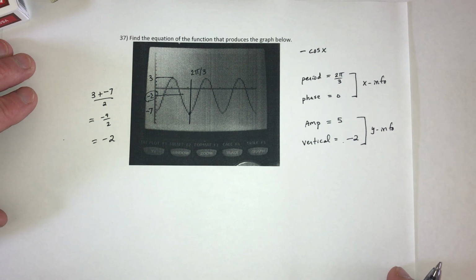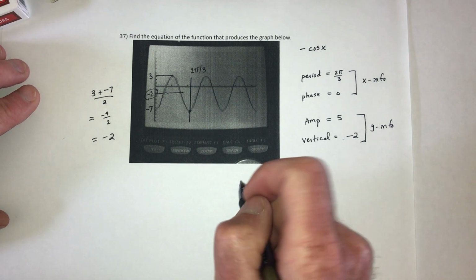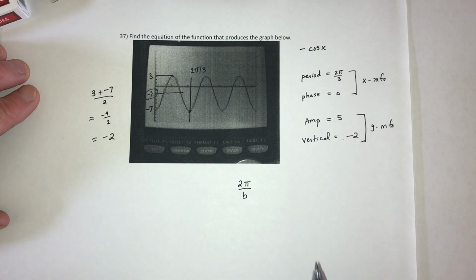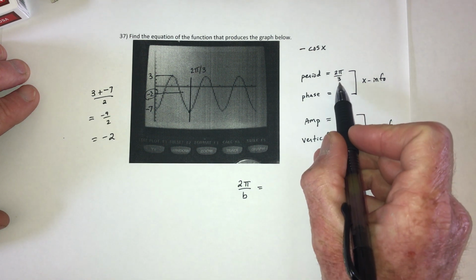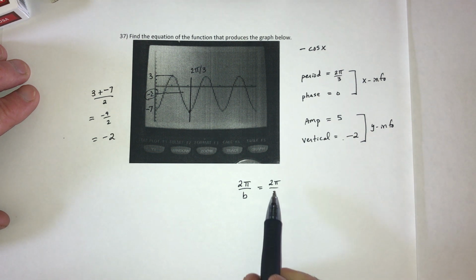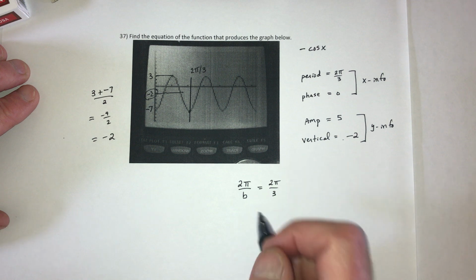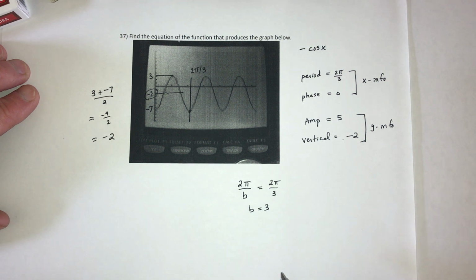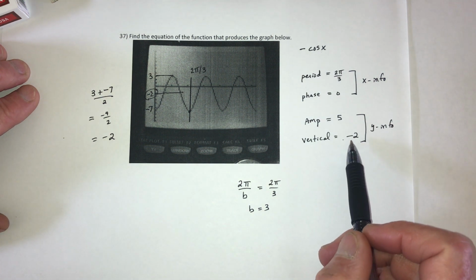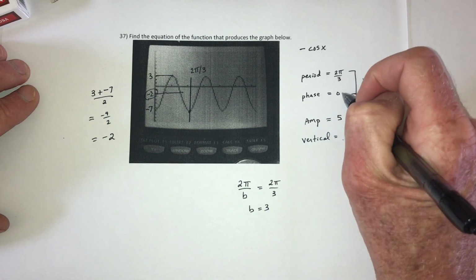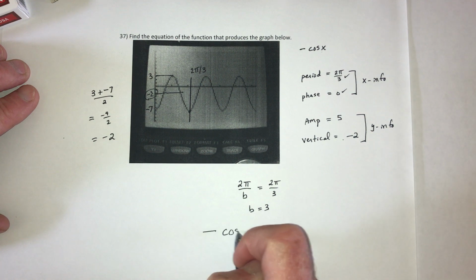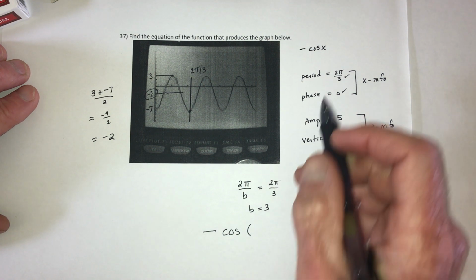All right, now I'm ready to start creating my function. So use the formula 2 pi divided by b is the formula that gives you the period. In this case, it has to equal this. Well, they both have 2 pi on the top. That means that b must be a 3. So that's the number that goes right here in front of x. Now also, the phase shift was 0. Okay, so we're actually done with the x information. So it's going to be negative cosine, and then put the b in front of x.